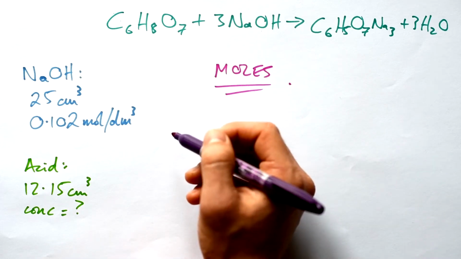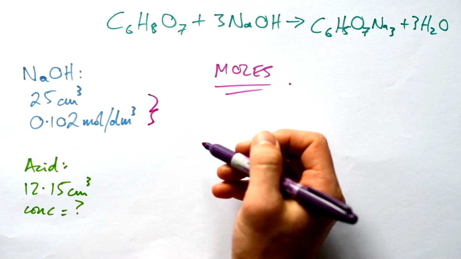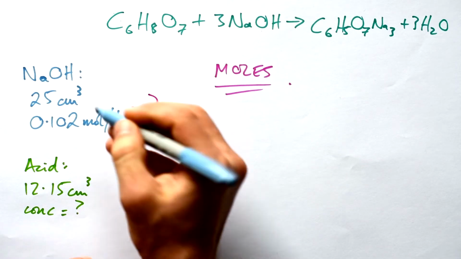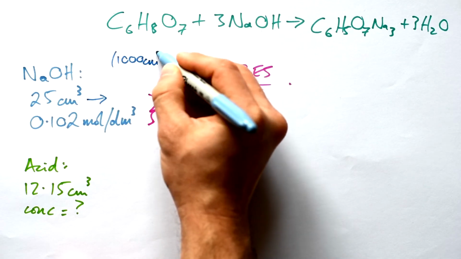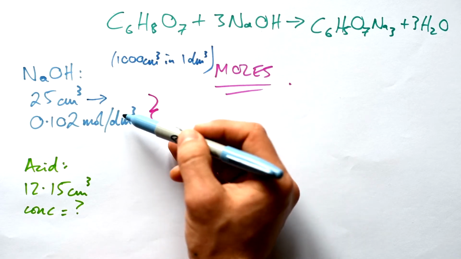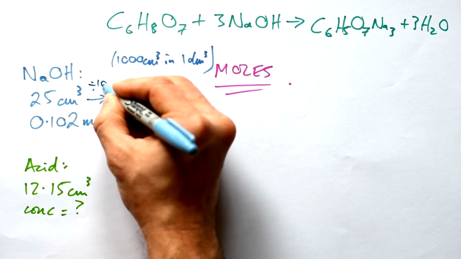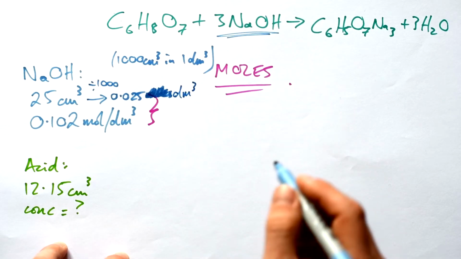How many moles of sodium hydroxide do we have first of all? Well, we're given concentration in moles per decimeter cubed, and so that means that we need to turn our 25 centimeters cubed into decimeters cubed. There are 1000 centimeters cubed in a decimeter cubed. So do we want to times by 1000 or divide by 1000? We want a smaller number of decimeters cubed, so we're going to divide by 1000. Gives us 0.025 decimeters cubed.